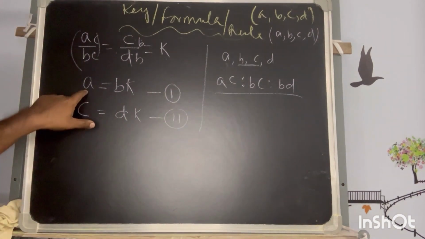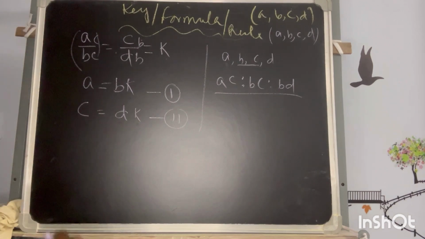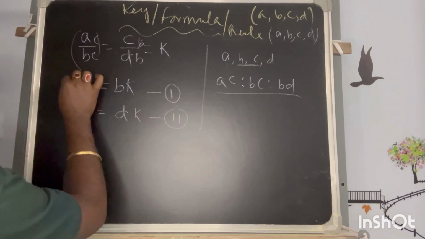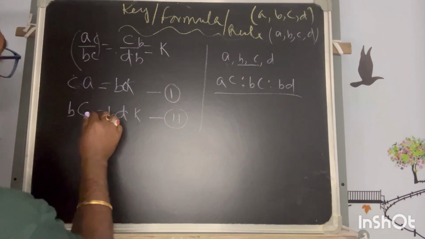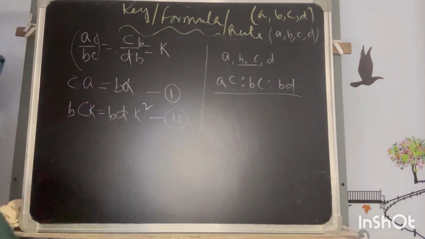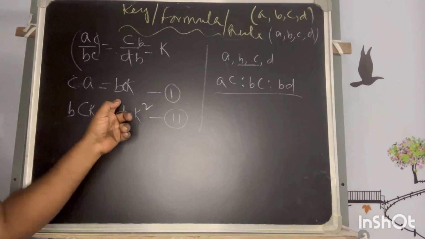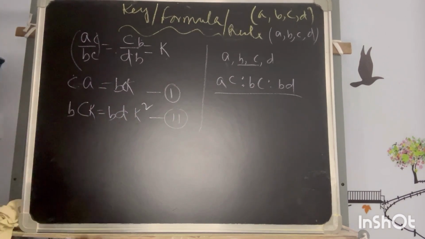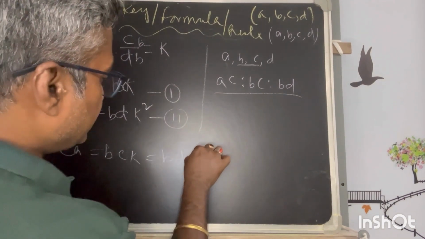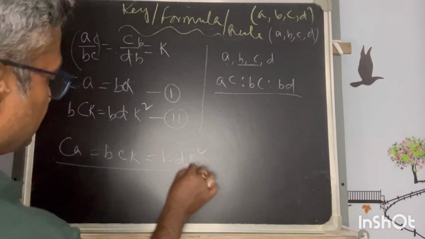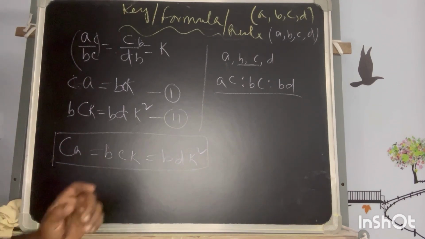So in this case, A can be represented as BK and C can be represented as DK. Okay, so now if I multiply it with C, and here I multiply it with B, and again multiply it with K square, because whatever I multiply on both sides of the equation will not change the value. Now here see, CA is equal to BCK, and that is equal to BDK square. So I can convert all these relations into one relation. Instead of two, I can make them equal.